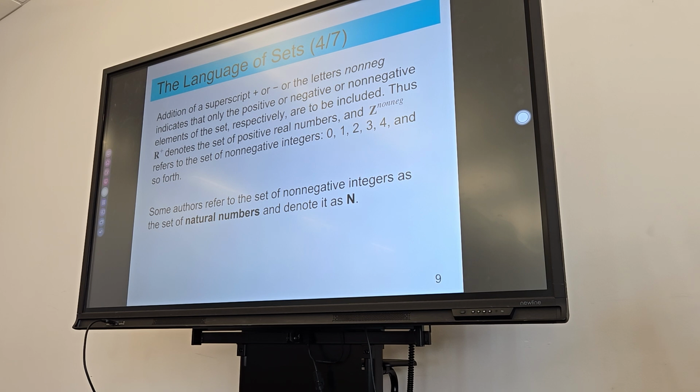I have seen this. Some authors refer to non-negative integers as the set of natural numbers, or N. So natural numbers is the set that is used for indexing arrays in C++. They start with the index starting at 0 and going up to the limit of the size of the array.